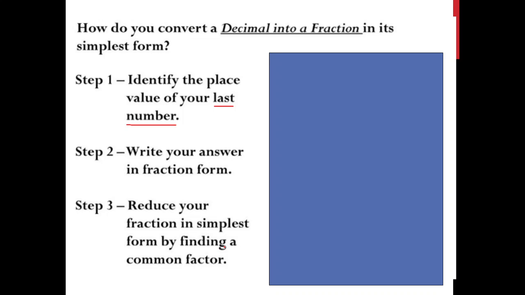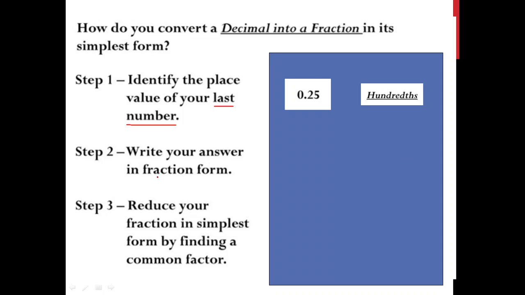So let's have an example here. Say we need to convert 0.25 into fraction. Okay, so first step, identify the place value of your last number. What's your last number here? 5. Right? Now the place value of 5 is on its hundredths place.